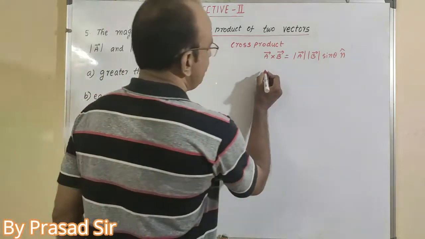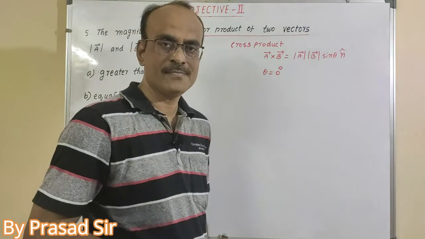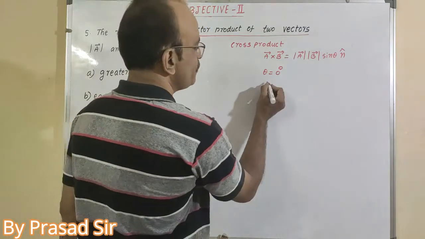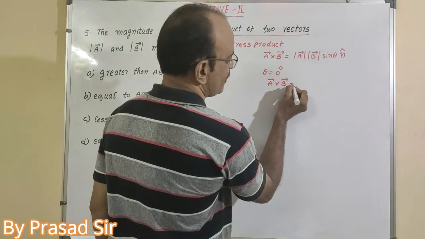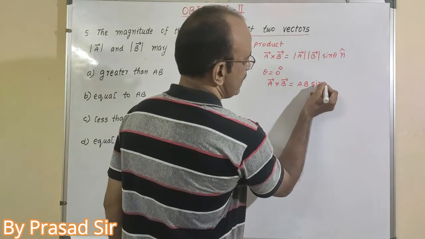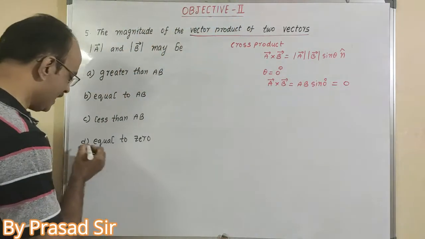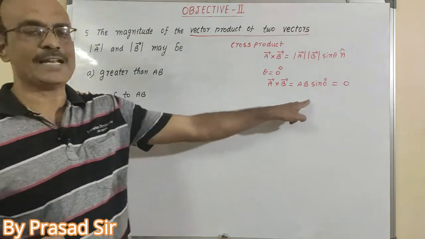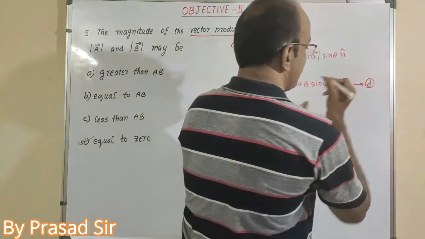First of all, I will take theta is equal to 0 degrees. Theta is equal to 0. Now substitute here. A vector cross B vector is equal to AB sine 0. Sine 0 means which one? 0. So that means equal to 0 is correct. So the option here is D.